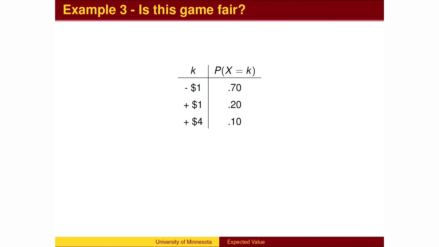Here's a final example. You play a game where there's a 70% chance you lose $1, a 20% chance you win $1, and a 10% chance you win $4. Do you want to play this game? The expected value is -10 cents, so in the long run, you will lose money.